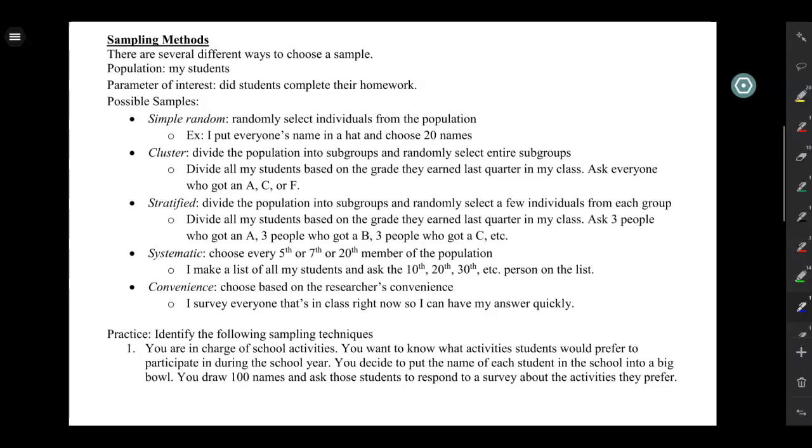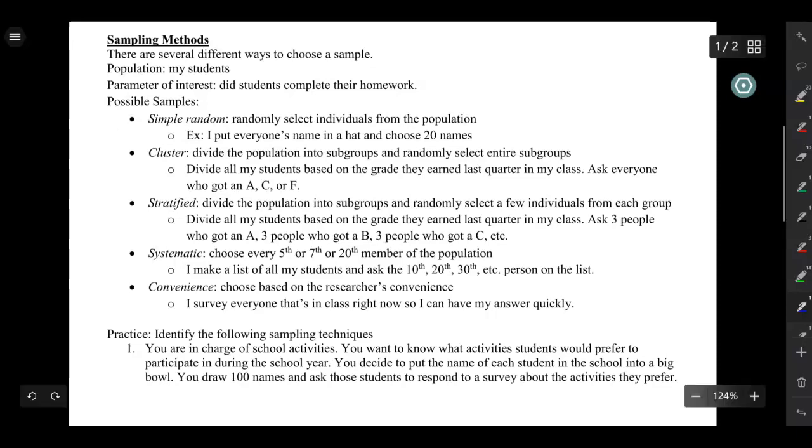The first one is called a simple random sample. A simple random sample randomly selects individuals from the population. So that means that there's kind of like no rhyme or reason about it. In this case, I would just put everyone's names into a hat, mix the names up really well, and then just pull out maybe 20 names. Okay, that would be a simple random sample. So everyone in my population has an equal chance of being picked.